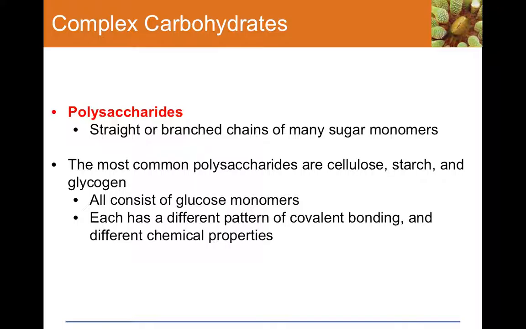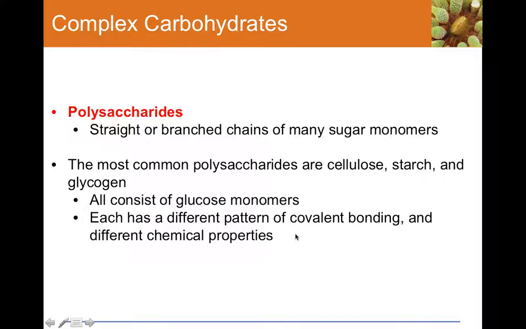You may find this hard to believe, but plants don't do that so we can eat them. They do it so they can survive long periods of time to make more plants. But nonetheless, we pull them out and eat their starch. So all of these are very different structurally, very different functionally, but they're all built of glucose monomers, and each has a different pattern of covalent bonding. They have different chemical properties, but they're all just really long chains of glucose.